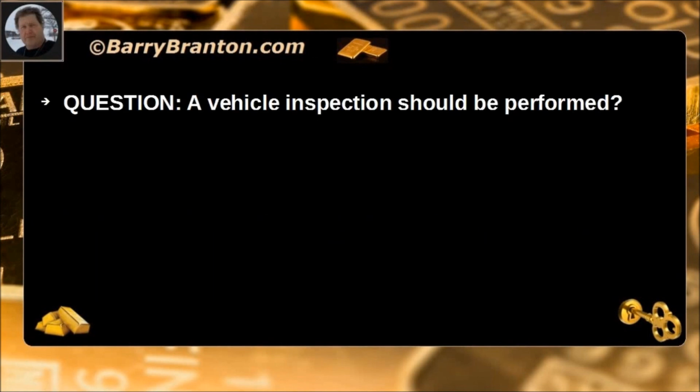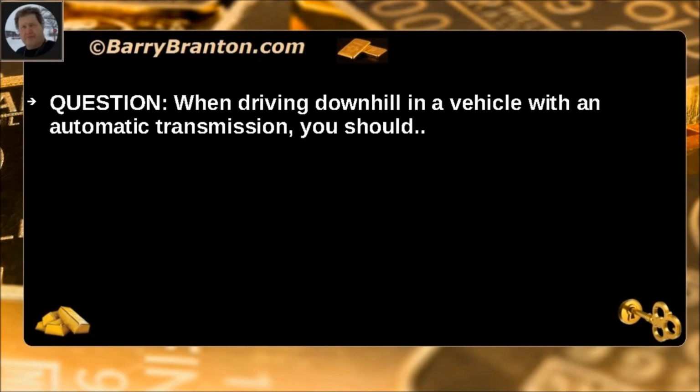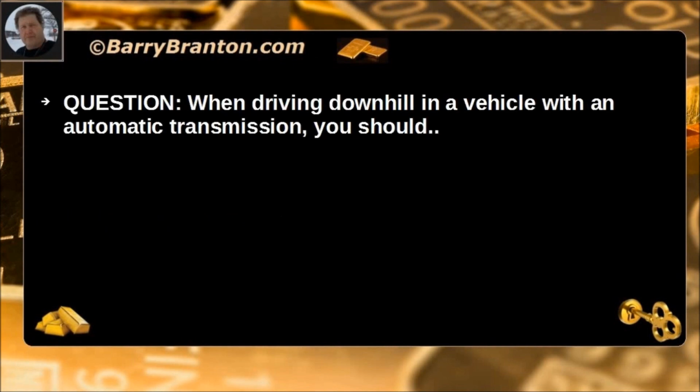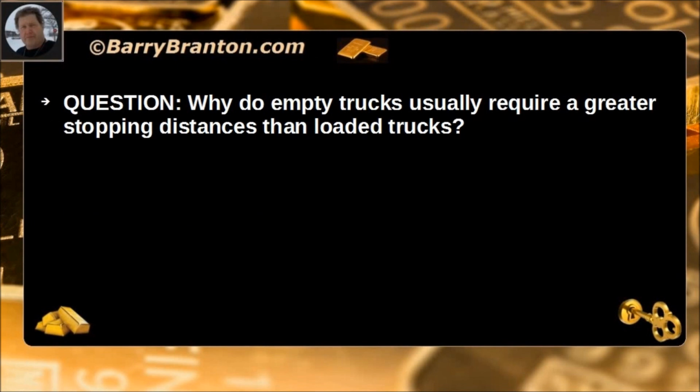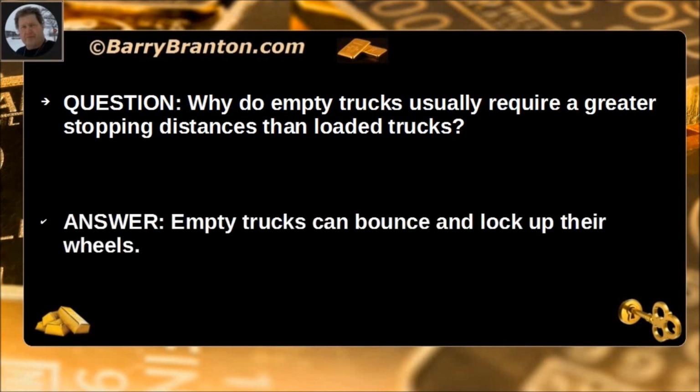A vehicle inspection should be performed before each trip. When driving downhill in a vehicle with an automatic transmission, you should select a low range for greater engine braking. Why do empty trucks usually require a greater stopping distance than loaded trucks? Empty trucks can bounce and lock up their wheels.